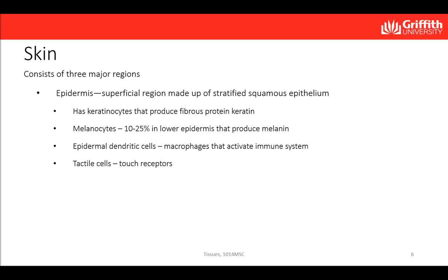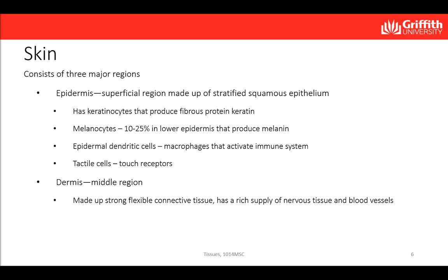Epidermal dendritic cells migrate to the epidermis and provide immunity, whereas tactile cells are present in the epidermal junction and are intimately associated with the disc-like sensory nerve endings. These nerve endings function as sensor receptors for touch, temperature, and other sensations.